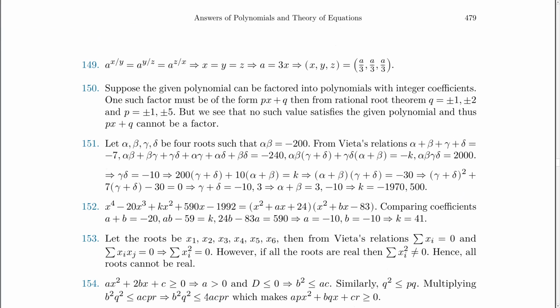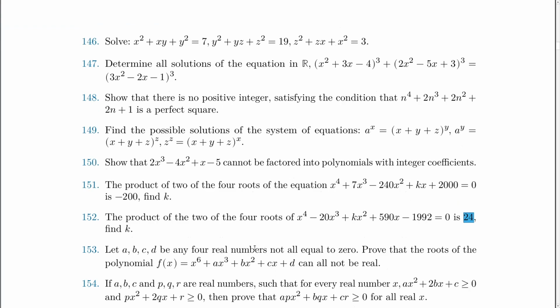So once we have this, we know that b²q² − 4acpr would be less than or equal to 0, and therefore apx² + bqx + cr ≥ 0. Just like we came forward here, we go backwards here.